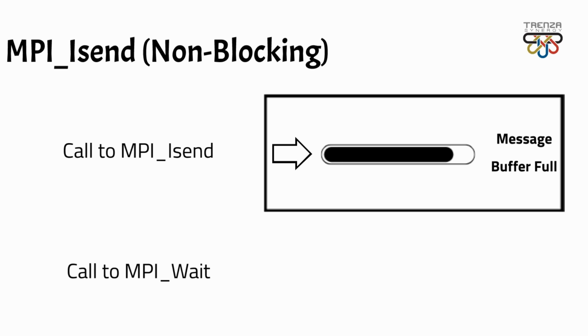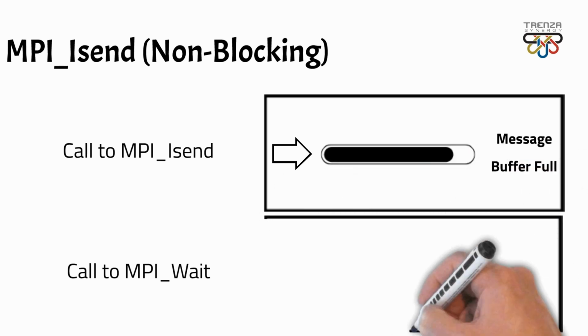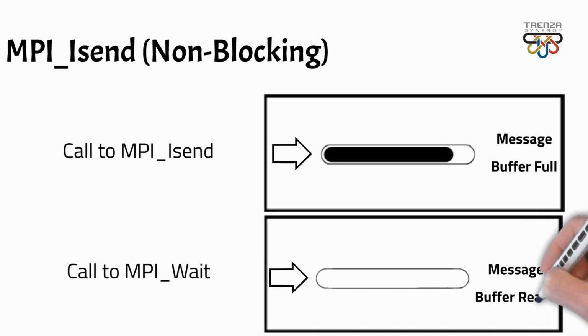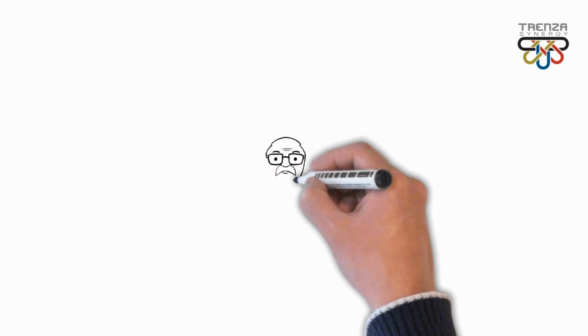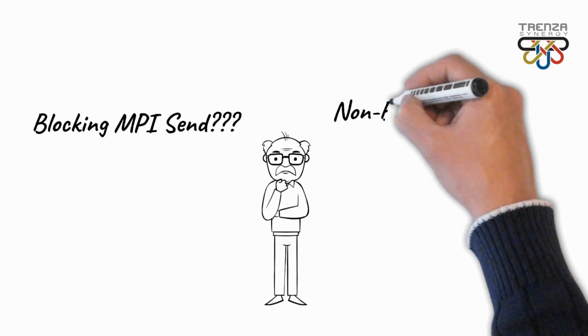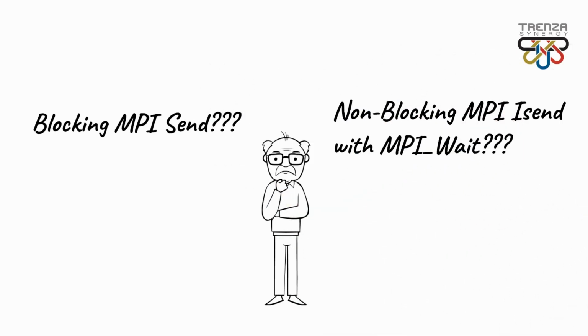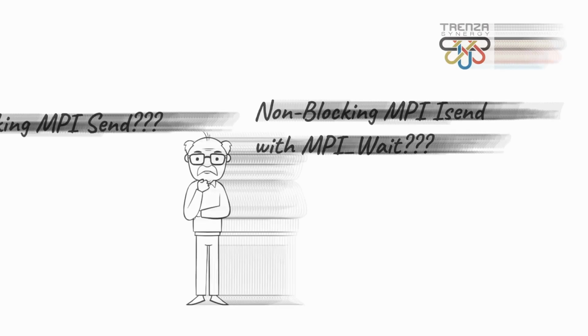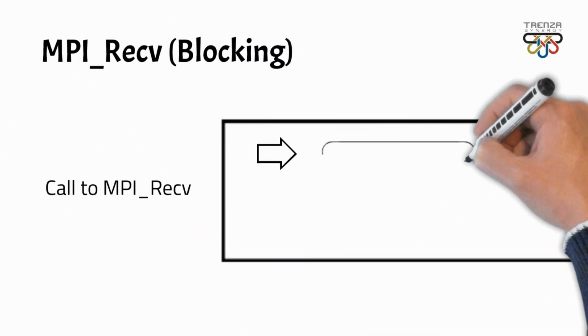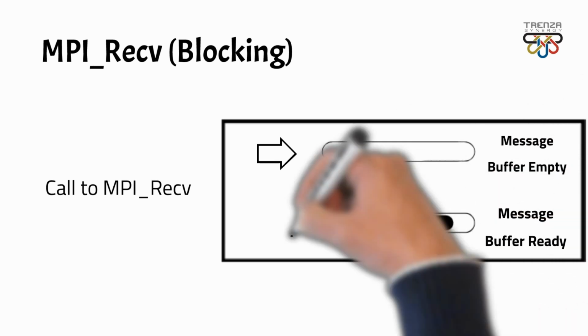In order to determine that the message has been copied out of the buffer, allowing another message to be sent, requires a call to MPI wait. So often the extra time that the blocking MPI send takes waiting for the buffer to clear can be consumed by calls to MPI wait. Blocking and non-blocking MPI receive calls are similar. In the blocking MPI receive, the call will not return until the data has been copied into the message buffer.